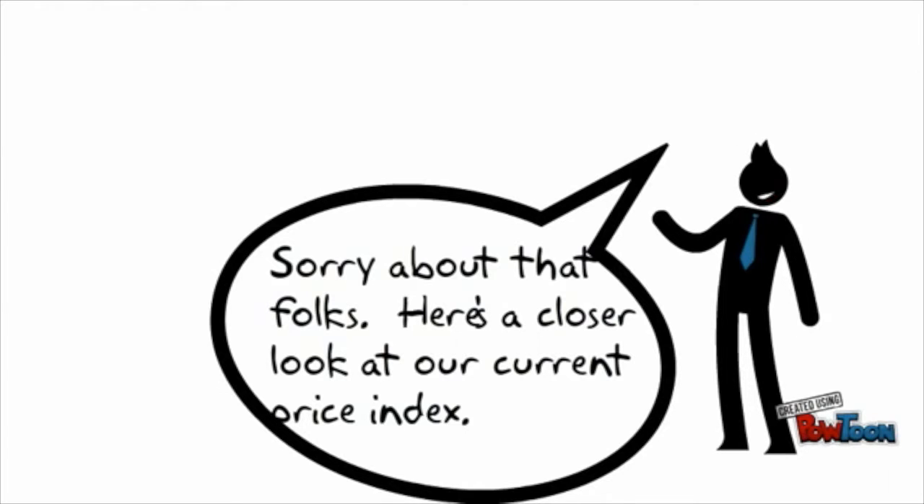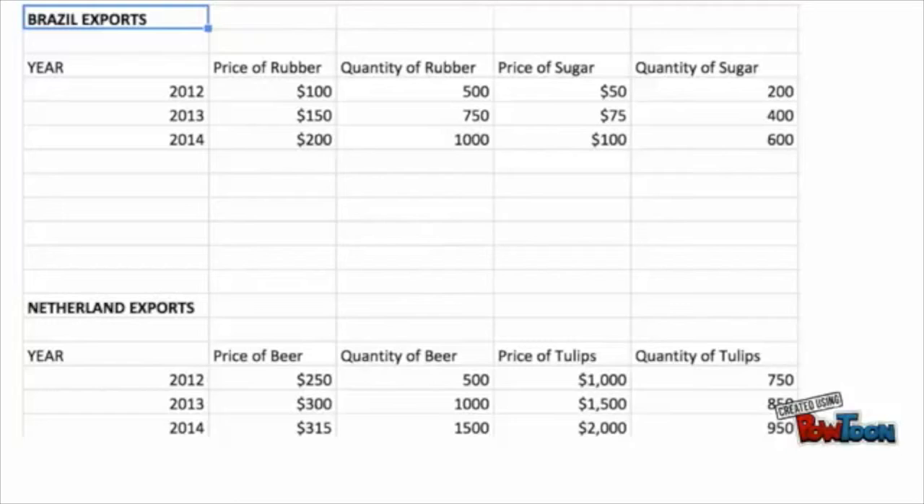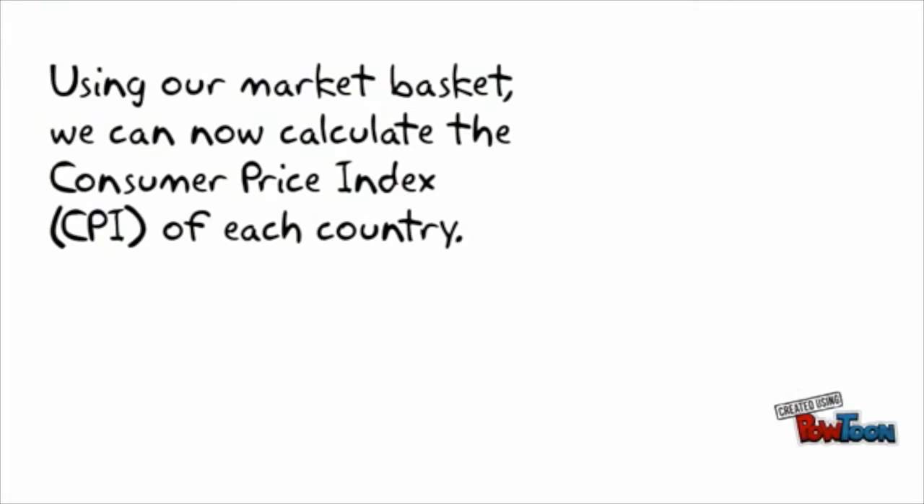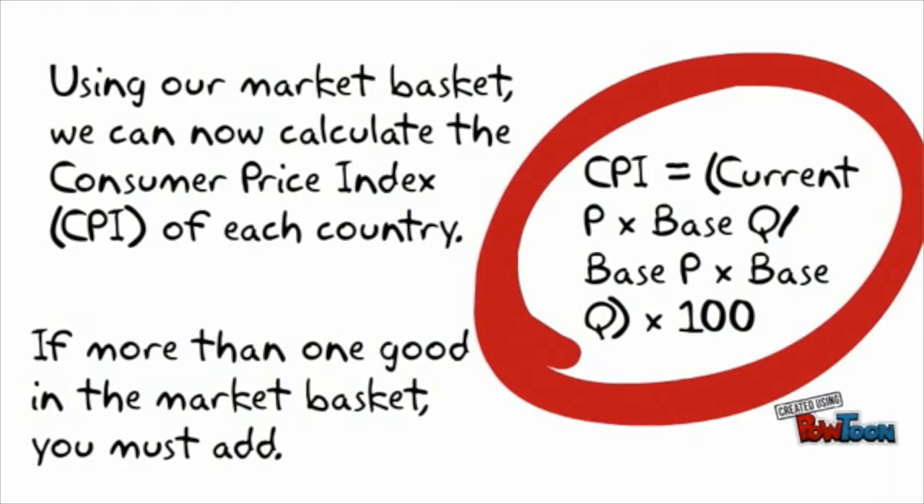Here's a closer look at our current price index. You can get a better understanding of what it looks like. So here we created an image where Brazil and Holland export two goods respectively, and each is listed with its current price and current quantity for the 3 years. Using this price index, we can now calculate the CPI of each country.